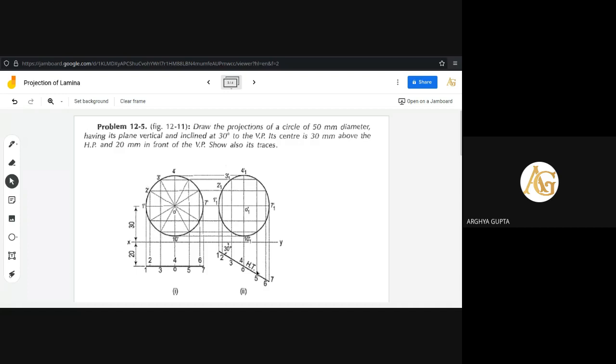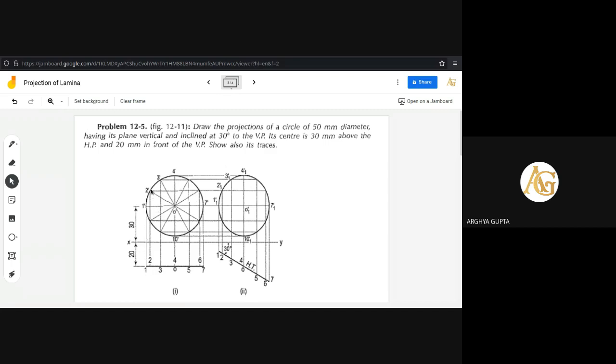Now through all the points you need to draw vertical lines. From 1 dash, a vertical line is drawn. The length is up to 20 mm, as it is said that the center is 30 mm above the HP and 20 mm in front of VP. So in front of VP means 20 mm below the ground line. You need to draw a horizontal line, a faint thin horizontal line, and then up to that horizontal line, draw lines from all the points.